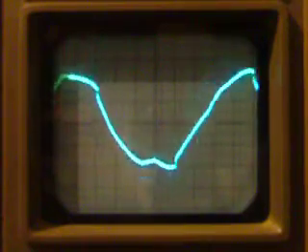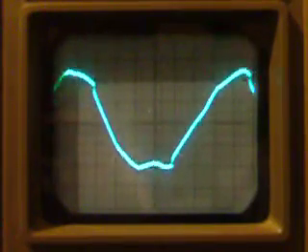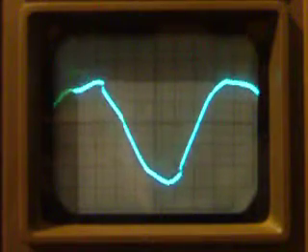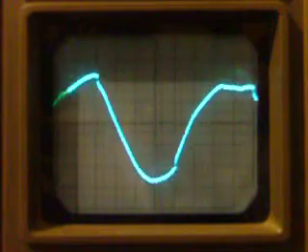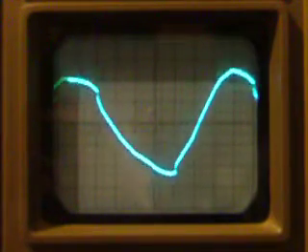So I think that pretty much wraps up an argument for using a separate filament transformer. And that's what I wanted to show you.